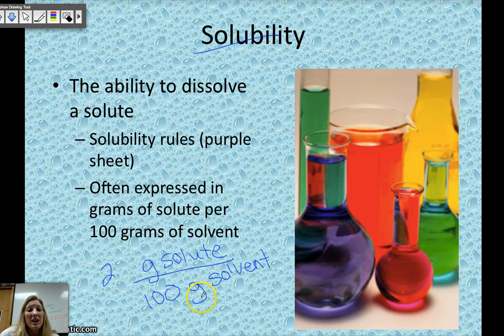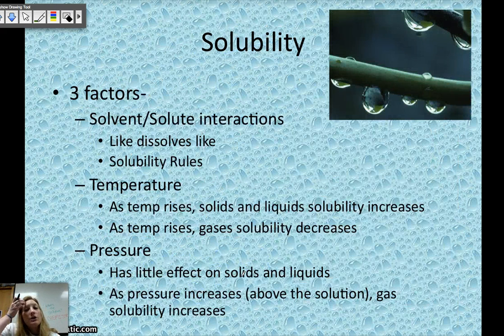That means not a whole lot is dissolving. But if we can dissolve 200 grams of something in 100 grams of water, that would be very soluble. That means that a ton of it will continue to dissolve. And we're going to look at how that solubility is affected with some different factors. So there's 3 main factors that we look at here. The first one is how the solvent and the solute interact together.